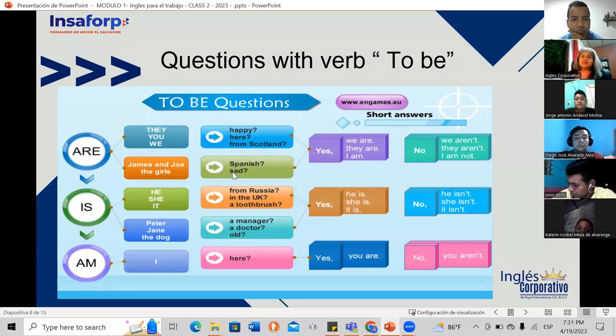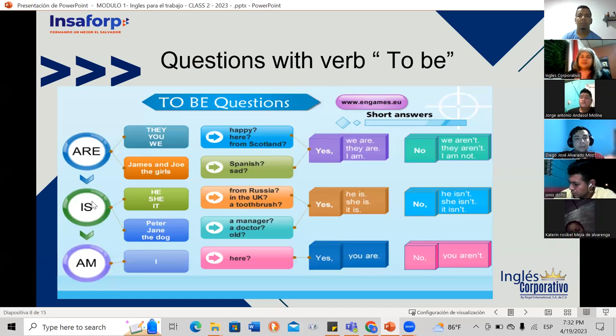También aquí tenemos sad. Podemos utilizar ese ejemplo. Are James and Joe sad? Si están tristes. Está preguntando si ellos están tristes. Usted, si da una respuesta corta que solo es de responder sí o no, sería si es positivo, yes, they are, o no, they aren't, si es negativo.